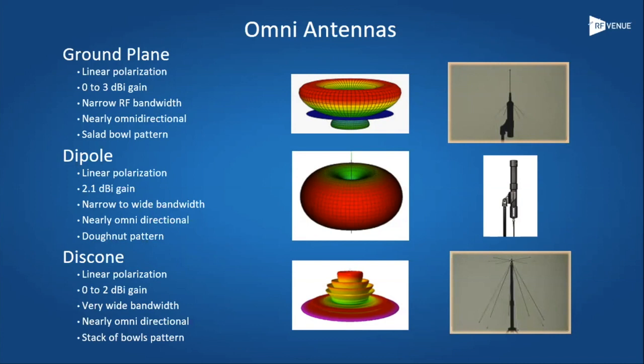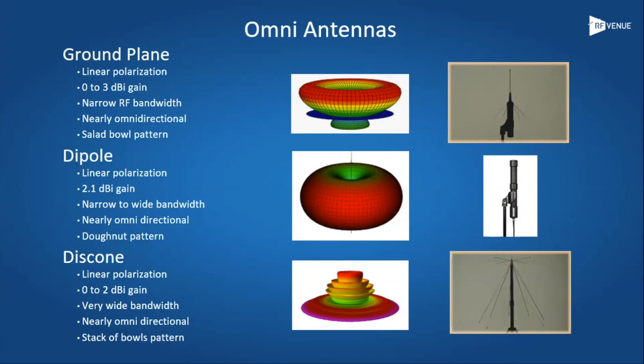Dipoles have a slightly squashed donut pattern with the highest gain radial outward from their physical axis. I should mention that the Sennheiser A1031U that looks like a boat oar, that's a dipole. The horizontal element of the diversity fin is a dipole that's tilted 90 degrees to its paddle element.